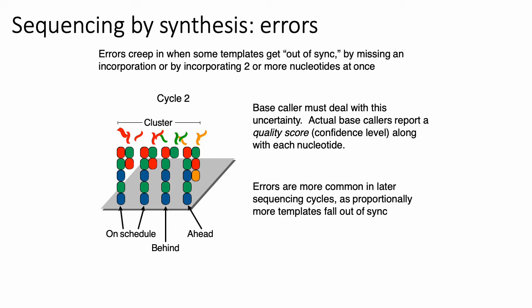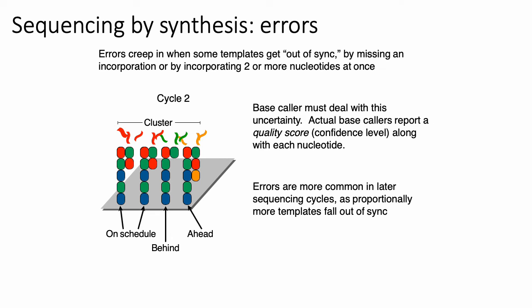But the problem is that you can get out of sync because sometimes you'll incorporate no extra nucleotide on a given strand, or sometimes you'll incorporate 2 or more nucleotides. And so after say 100 cycles, the chances of strands being in different cycles effectively is pretty high. And so that's why your effective read length can only be about 100 to 200 base pairs.